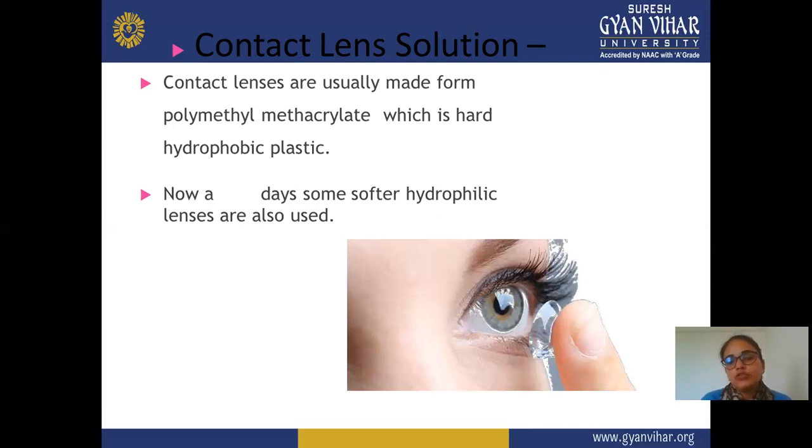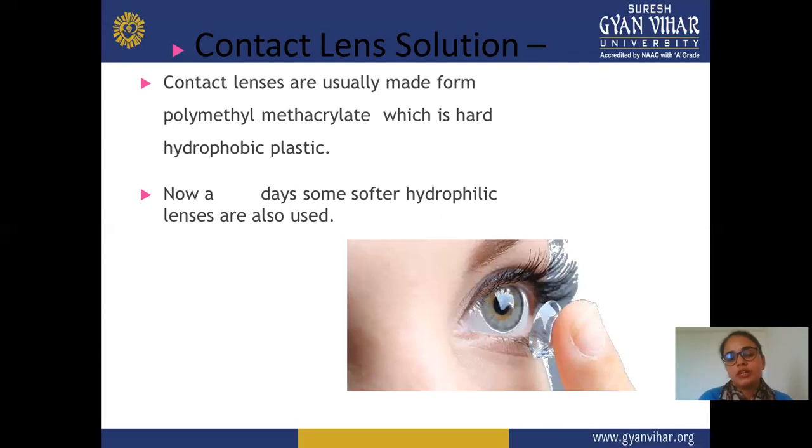Contact lenses are usually made of polymethyl methacrylate, which is a hard hydrophobic plastic. These are nothing but plastic in nature, and plastic is mainly hydrophobic, meaning it is lipophilic, not soluble in water, and does not like water. The main ingredient used for manufacturing these lenses is polymethyl methacrylate. And nowadays some hydrophilic lenses are also used, while these hydrophobic lenses were used previously.